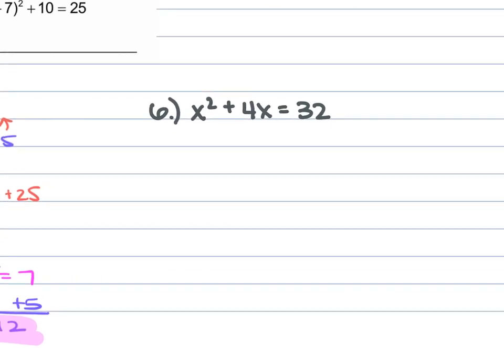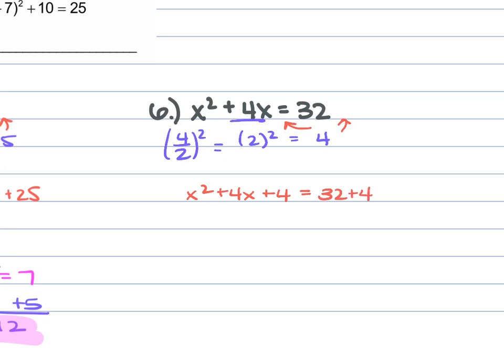For 6, we're given x squared plus 4x is equal to 32. So again, our b is 4. So 4 over 2 squared is equal to 2 squared, which is 4. We're going to add that to both sides. Get x squared plus 4x plus 4 is equal to 32 plus 4. So this is going to factor out to be x plus 2 squared is equal to 36.